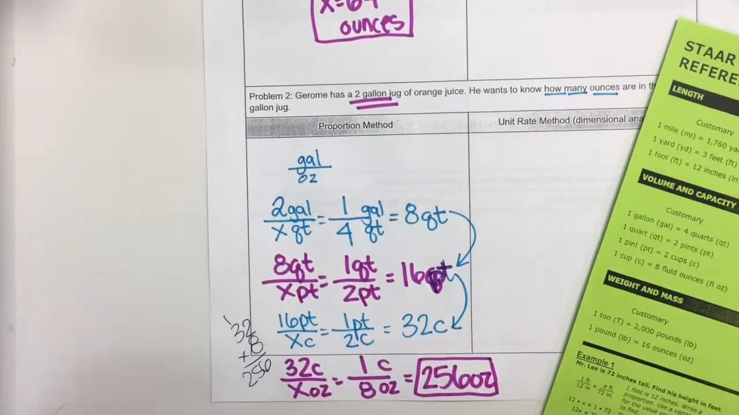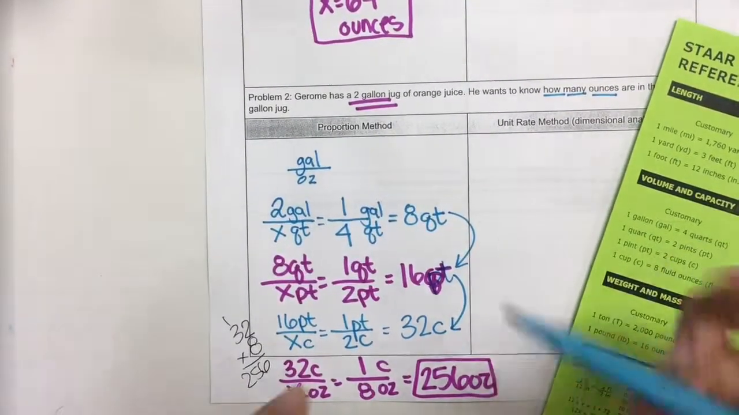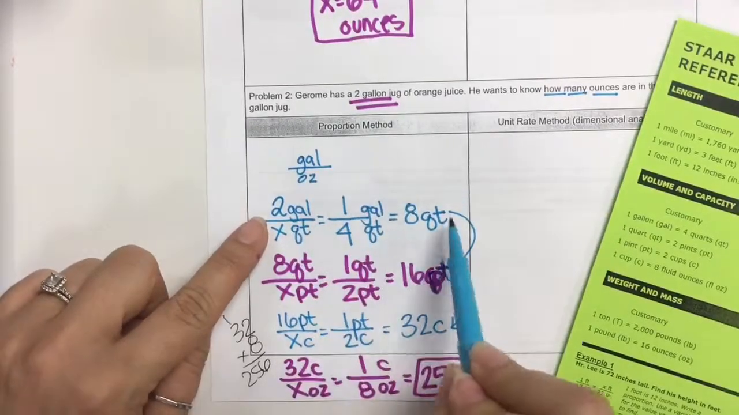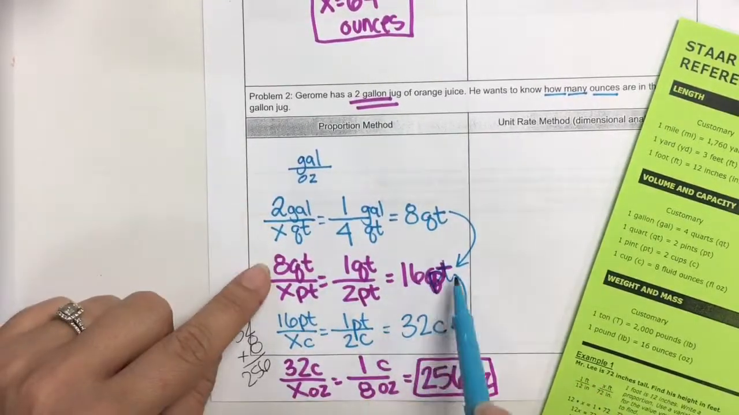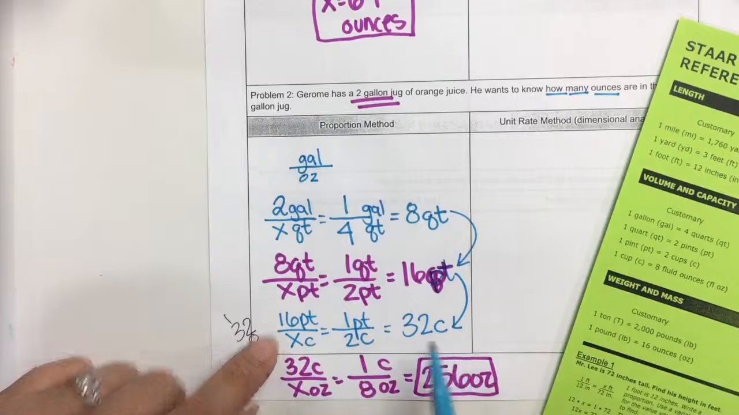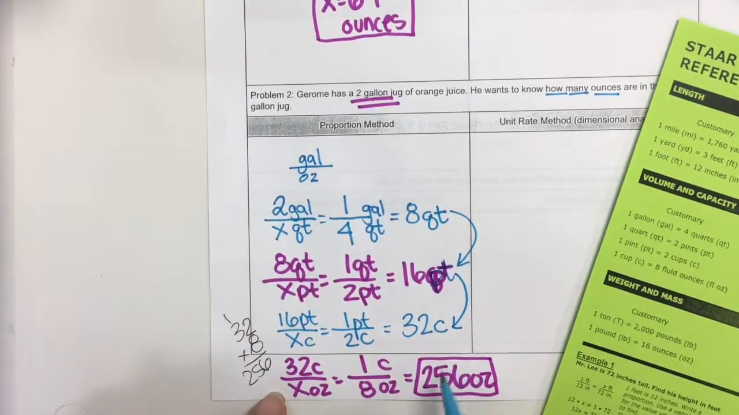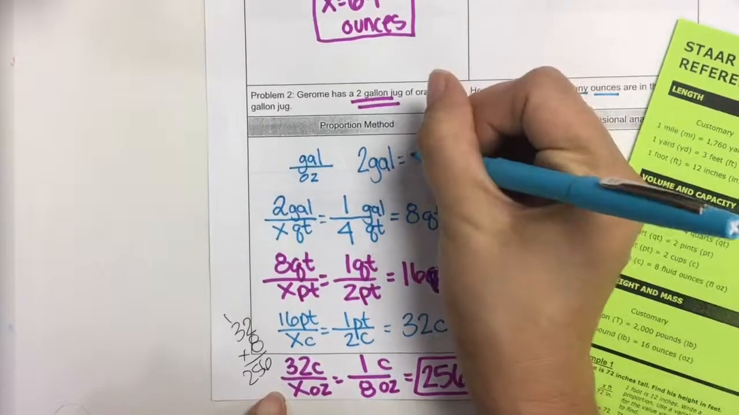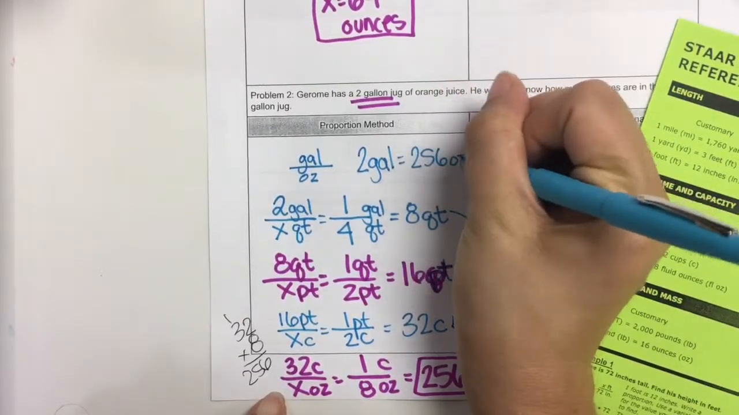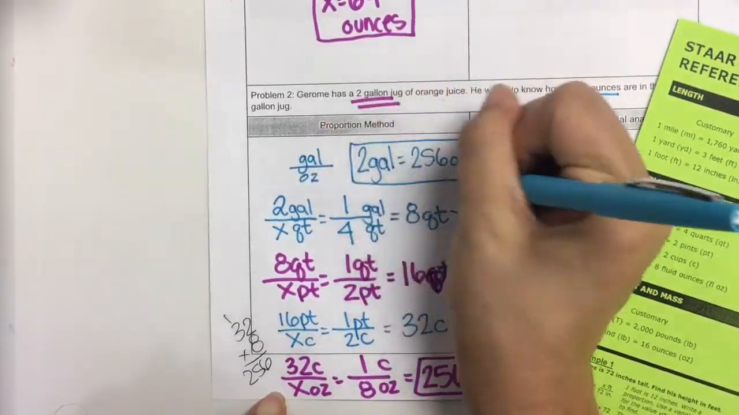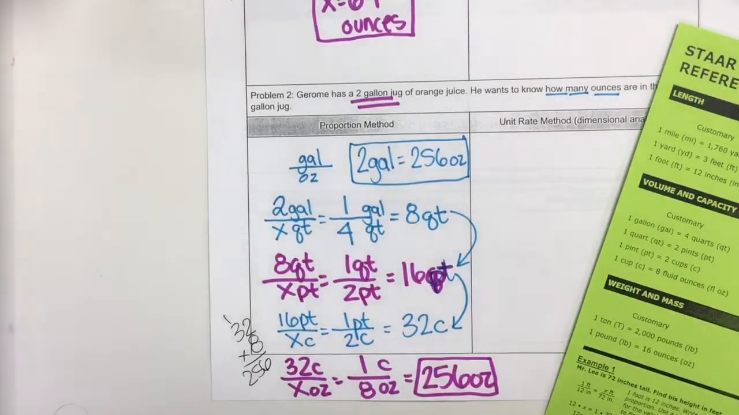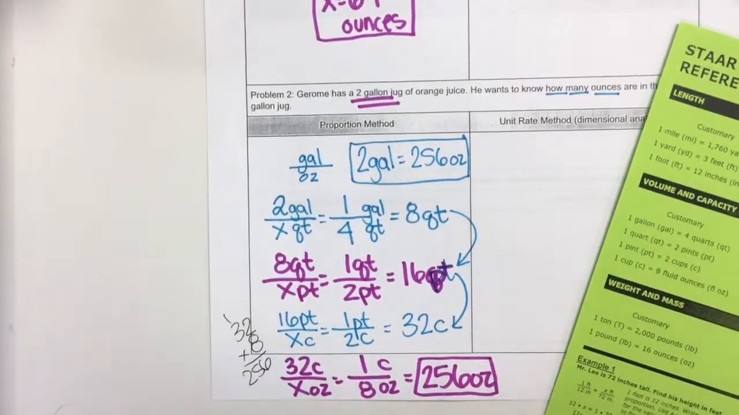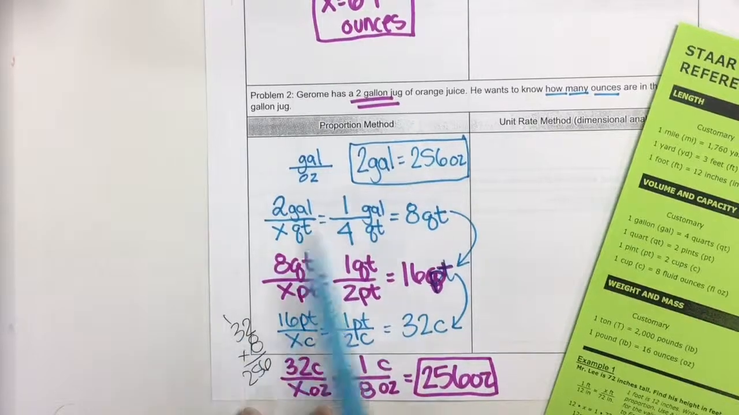So if I'm looking at the analysis of this, I started with gallons, I went to quarts, then I went from quarts to pints, then I went from pints to cups, and then I went from cups to ounces. And now I know that 2 gallons is equal to 256 ounces. They are equivalent measures of orange juice. Let's look at this in a dimensional analysis way. The thing I like about dimensional analysis is you don't have to write 4 proportions.